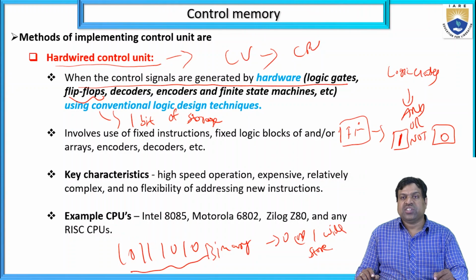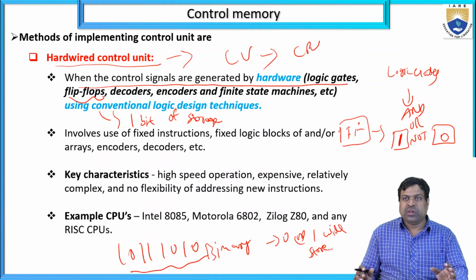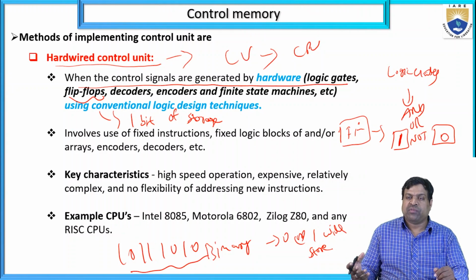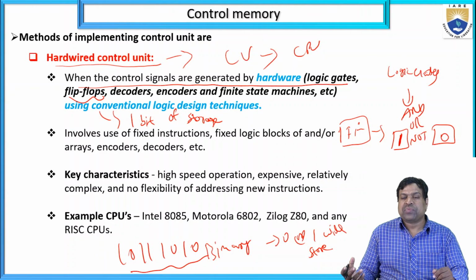And what are the key characteristics? High-speed operation, expensive, relatively complex, and no flexibility of adding new instructions. Suppose I am using logic gates, flip-flops, decoders, encoders or FSMs as hardware in the computer, what are the advantages? That is what we call key characteristics. When I use logic gates, decoders and encoders, these are high-speed operation ICs, maybe expensive, relatively complex, and with no flexibility of adding new instructions.